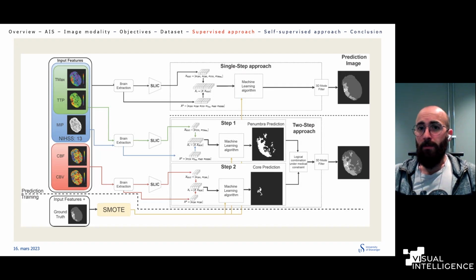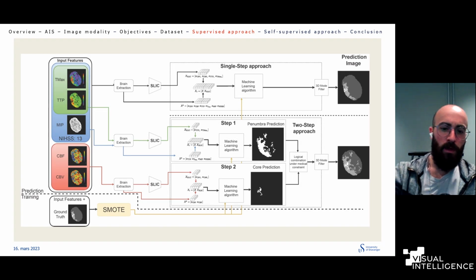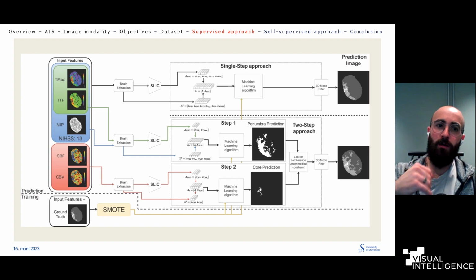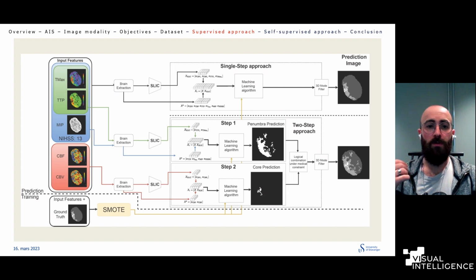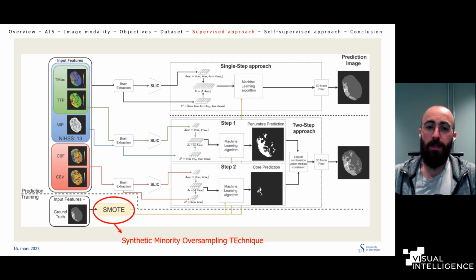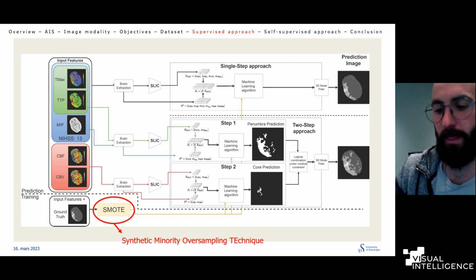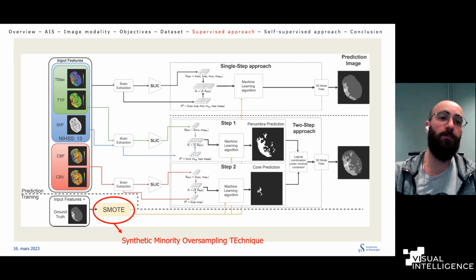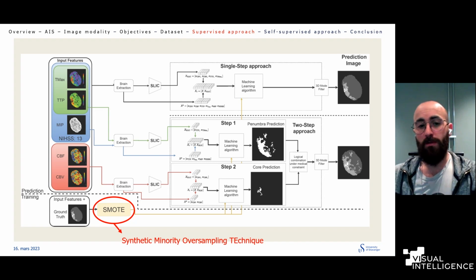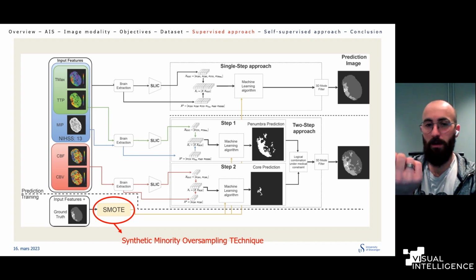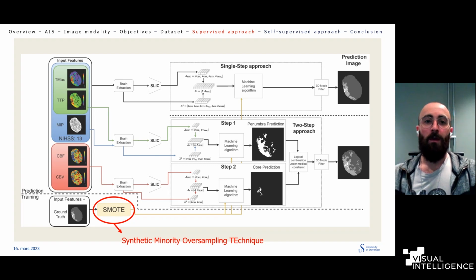The overview of this paper is a little bit more complex than before, but basically the input features are our parametric maps, the generated parametric maps. And what we're trying to do with that, we use SMOTE, which is the synthetic minority oversampling technique, to augment these features. So we combine the input features from the parametric maps, and we also try to augment these images or these features.